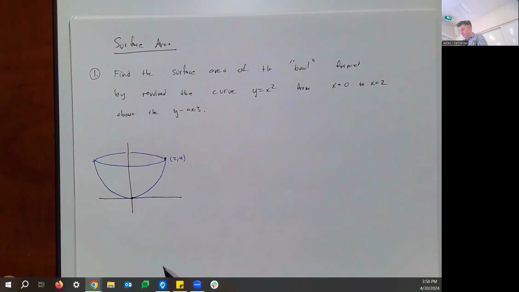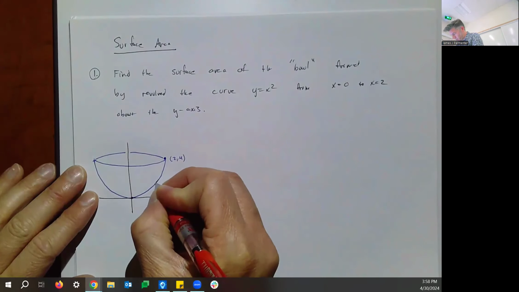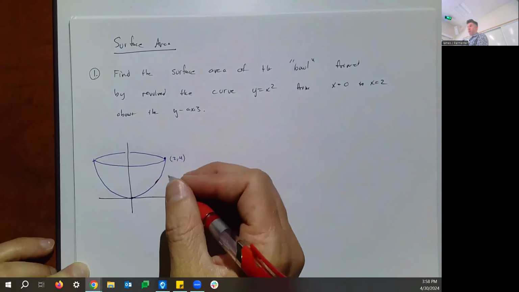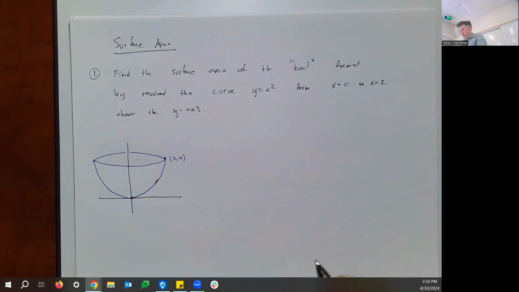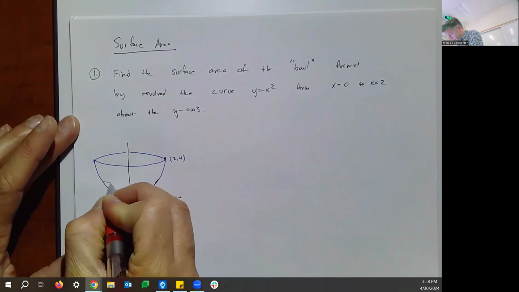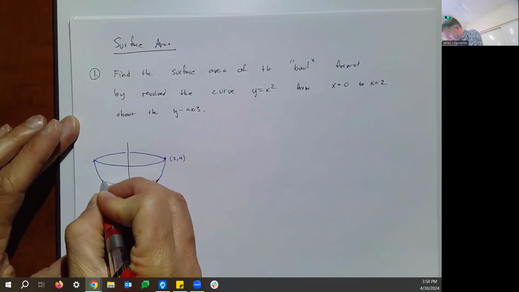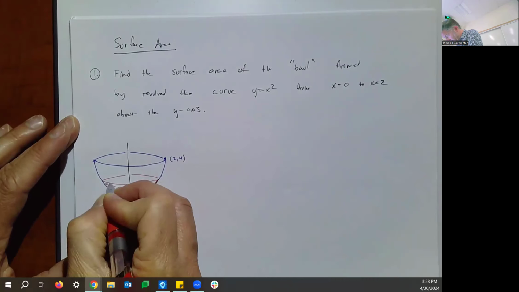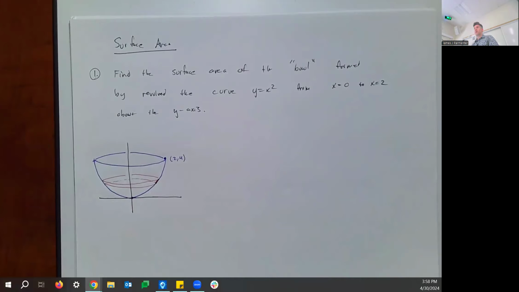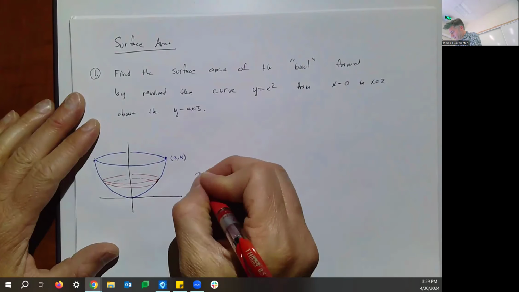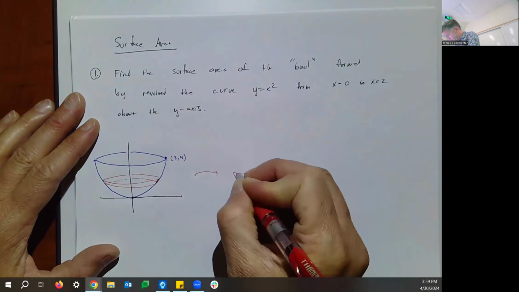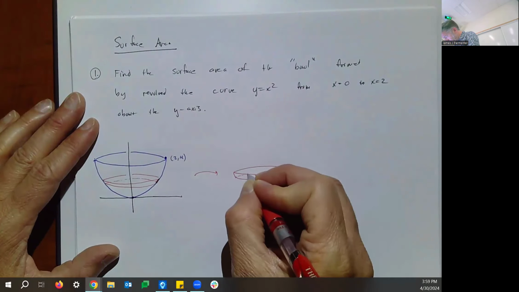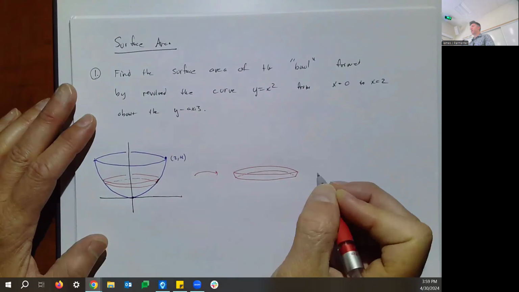So the idea is we're going to take a small little portion of the length of our curve, and we're going to think about rotating that around the same axis. I like to think of it as a rubber band. So we want to find the surface area of our rubber band.